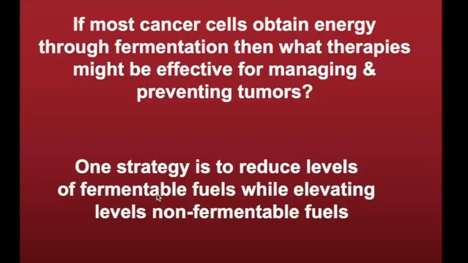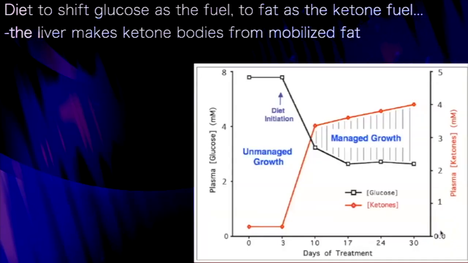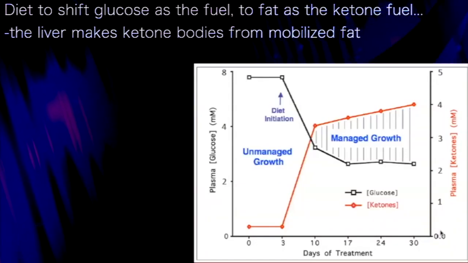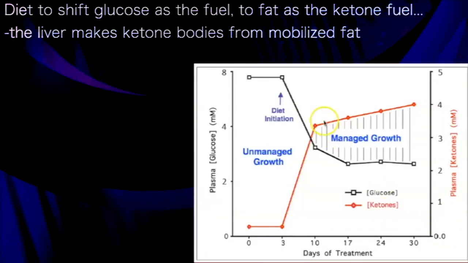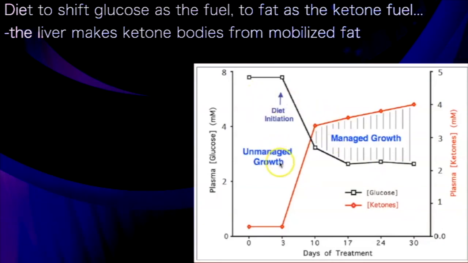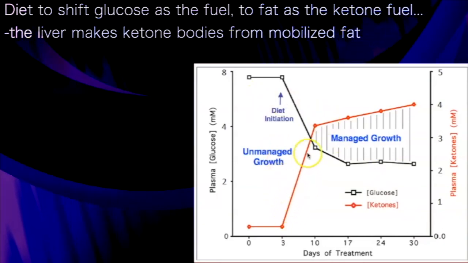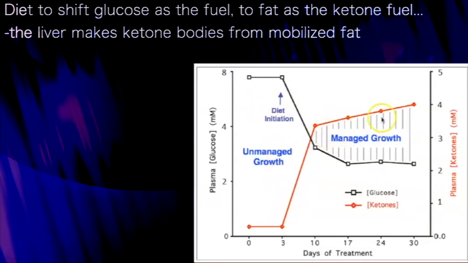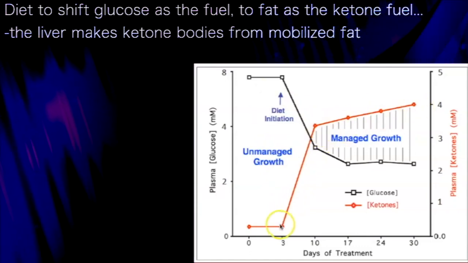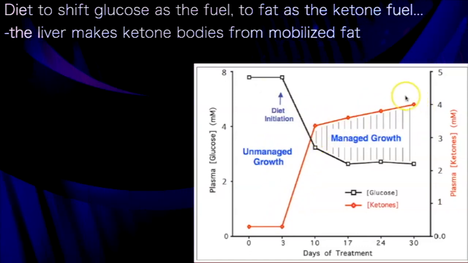So if most cancer cells obtain energy through fermentation, then what therapies might be effective in managing and preventing tumors? Well, one strategy is to reduce levels of fermentable fuels while elevating levels of non-fermentable fuels. This is a simple diagram illustrating how we begin to shift levels of the fermentable fuel glucose, replacing glucose with the non-fermentable fuel ketone bodies, which are derived from the mobilization of fats in the liver. So the liver makes ketone bodies out of mobilized fats.